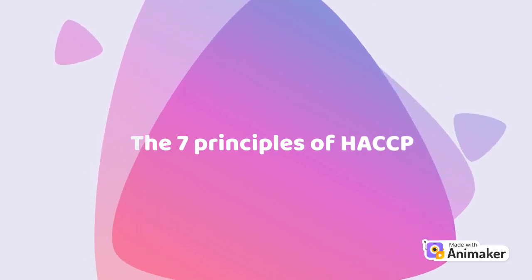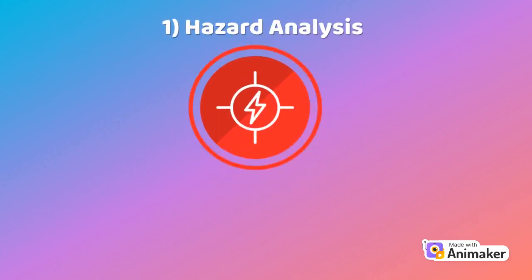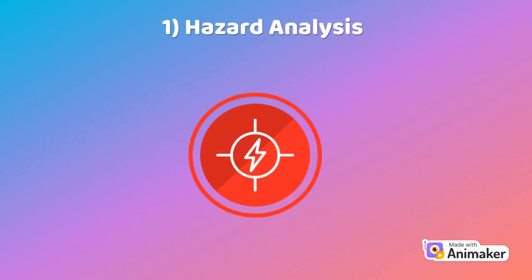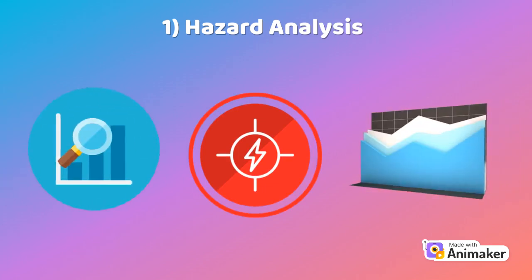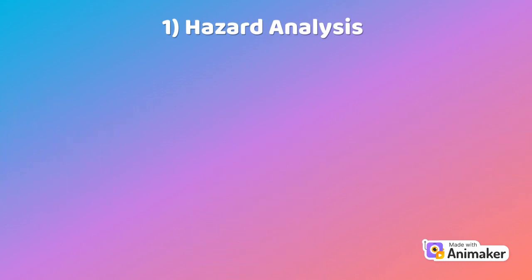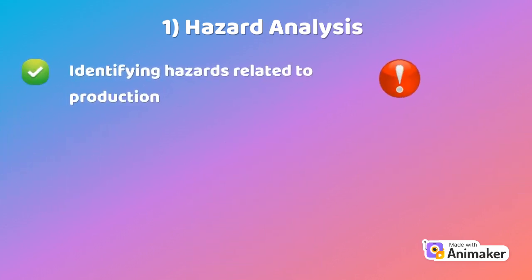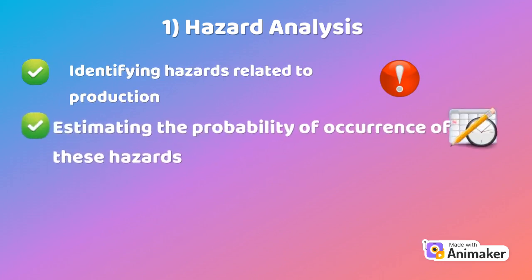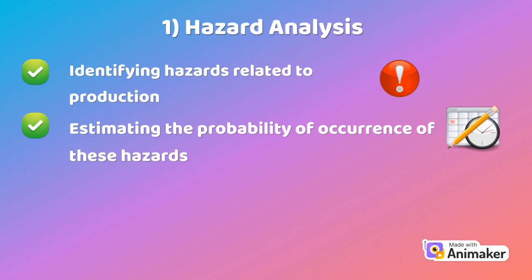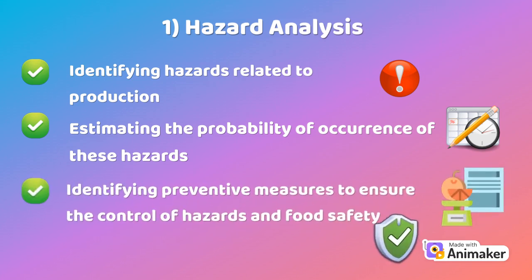The first principle of this method is the hazard analysis. The aim is to analyze all the potential hazards associated with each step, and define the means to control the identified risks. To do so, it's necessary to identify hazards at all stages of production. Then, estimate the probability of occurrence of these hazards. And finally, determine preventive measures to put in place to ensure the control of hazards and food safety.